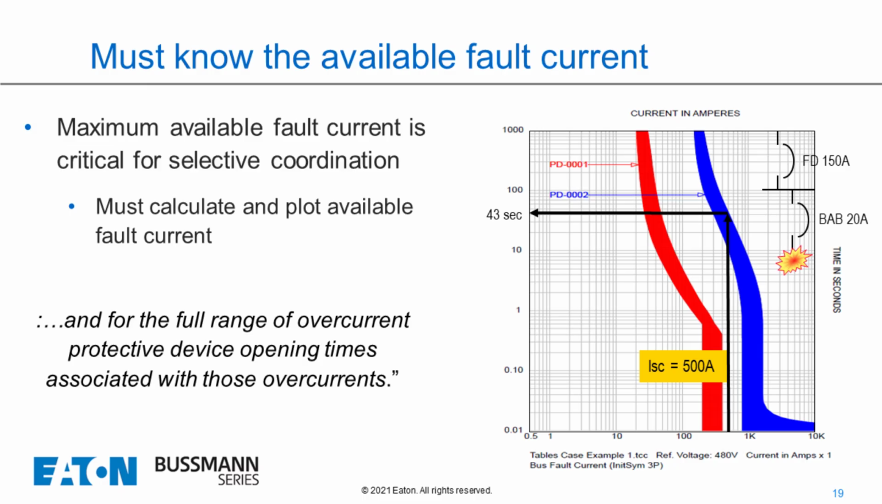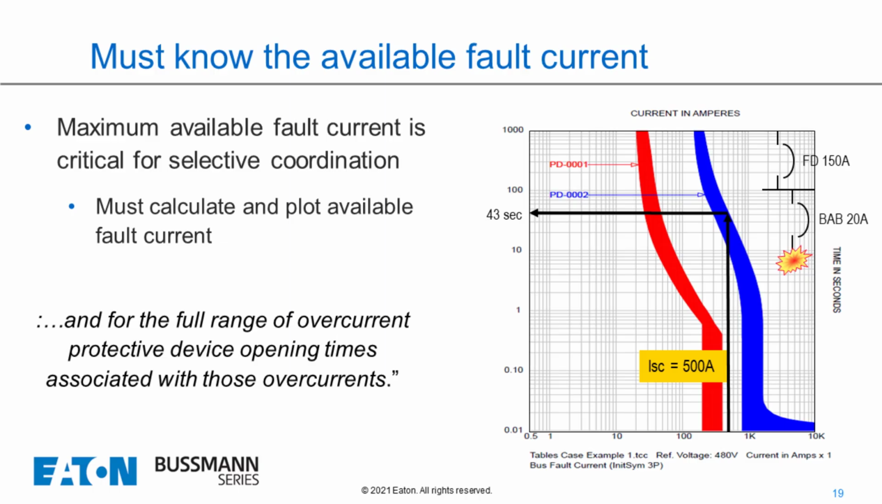All right, so we did a fault study. Let's say the fault study is calculated at 500 amps. That's the maximum available fault current I'm going to get, 500 amps. We can see on the time current curve that the red circuit breaker will open on a 500 amp fault, and the blue breaker will take 43 seconds to open up, right?